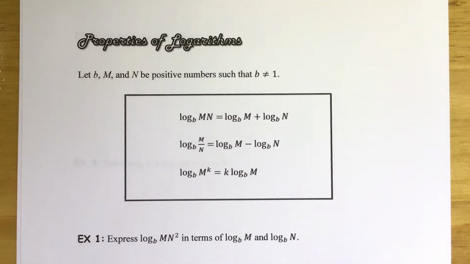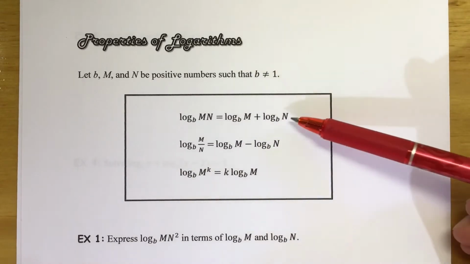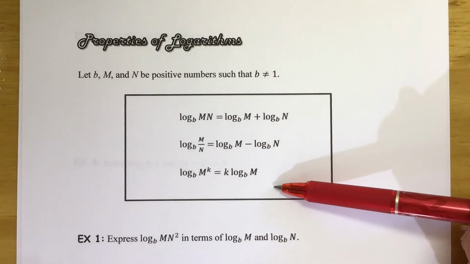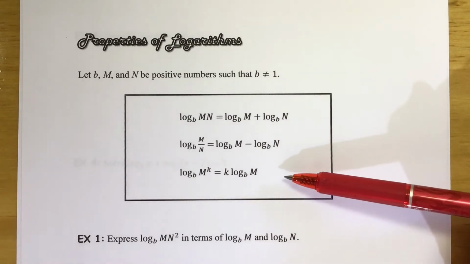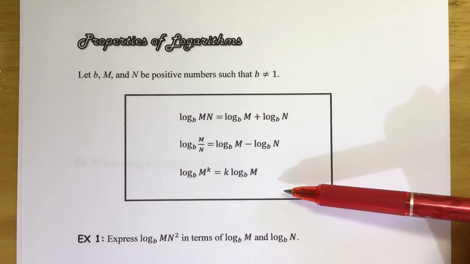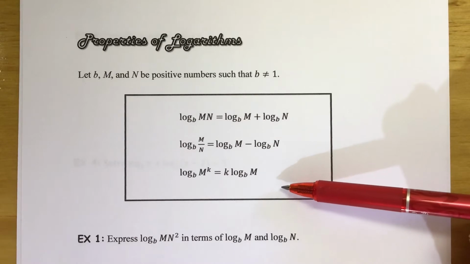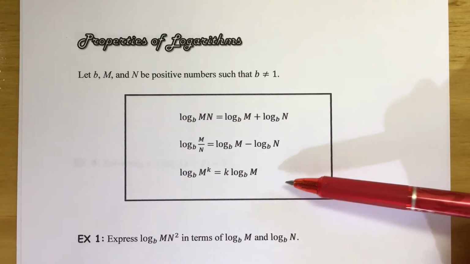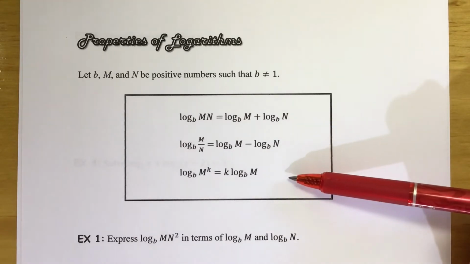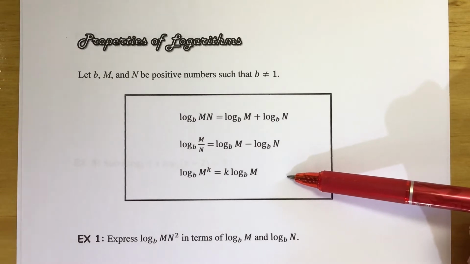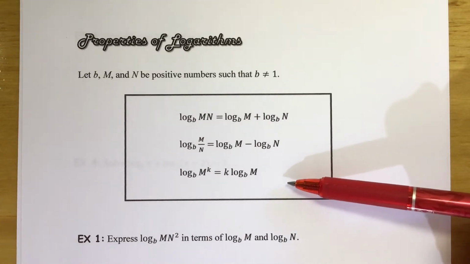So here's the good news. There are only 3 properties. That's it. There's no fourth one. We're not going to come back to this stuff later and say, oh, by the way, there's one more thing. Now, technically, there is something called the change of base formula, which sometimes gets wrapped up in these, but it's not really the same thing. So these are our 3 big properties.